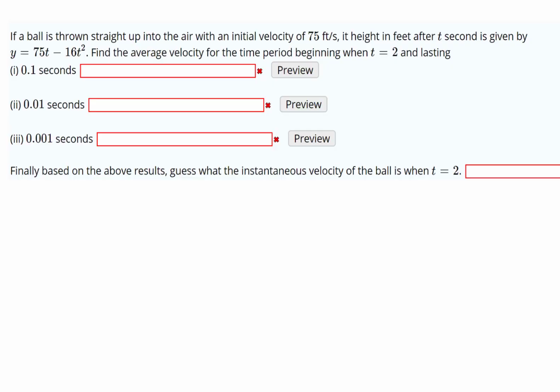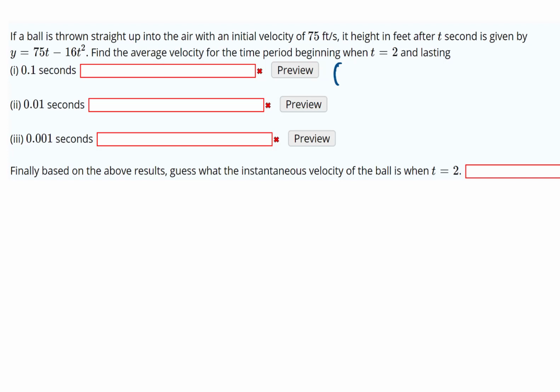If a ball is thrown straight up into the air with an initial velocity of 75 feet per second, its height in feet after t seconds is given by this equation. Find the average velocity for the time period beginning when t equals 2 and lasting 0.1, then 0.01, then 0.001. So we're narrowing in so we can get an estimate for the instantaneous velocity at 2.